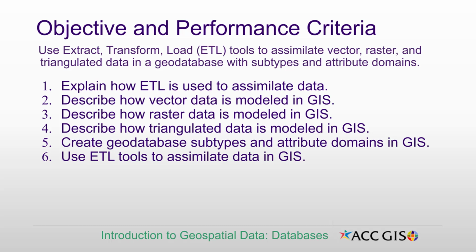By the end of this topic, you'll be able to explain how ETL, or extract transform load, is used to assimilate data. You'll be able to describe how vector, raster, and triangulated data are modeled in GIS. You'll be able to create geodatabase subtypes and attribute domains in GIS. And last, you'll use ETL tools to assimilate data in GIS.